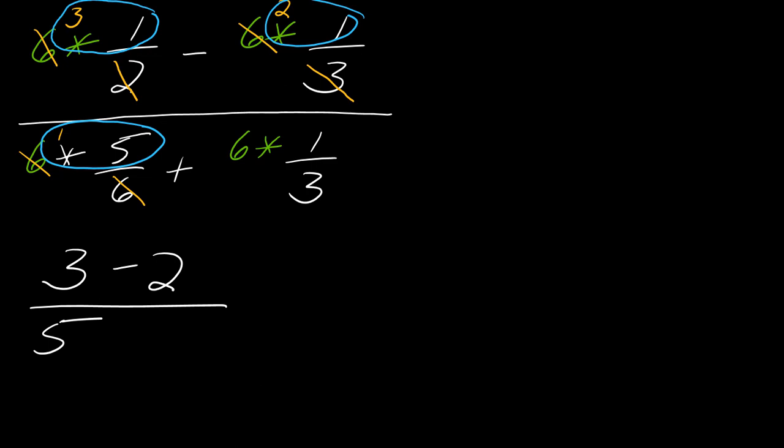And then finally, how many times does 3 go into 6? It goes in twice. So what am I left with? 2 times 1. What is 2 times 1? It is 2. So in multiplying everything by the LCD, look at how much simpler it made this problem. And now I just have to finish the math here. 3 minus 2 is 1, 5 plus 2 is 7. So my answer here is 1/7. And so this is the idea of using this technique.